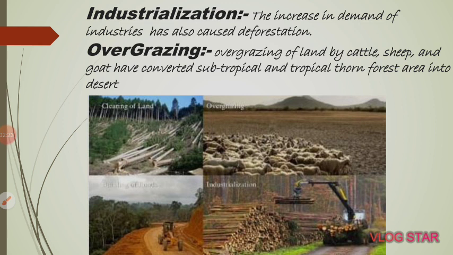The overgrazing of the land by cattle and sheep. They continuously take their animals there, and what happens is that the tropical thorn areas or the subtropical areas are changing into desert areas. And another cause is urbanization, mining, and different things for fuel products, and building houses. For this need, we are cutting the trees. Okay, so these are the causes.